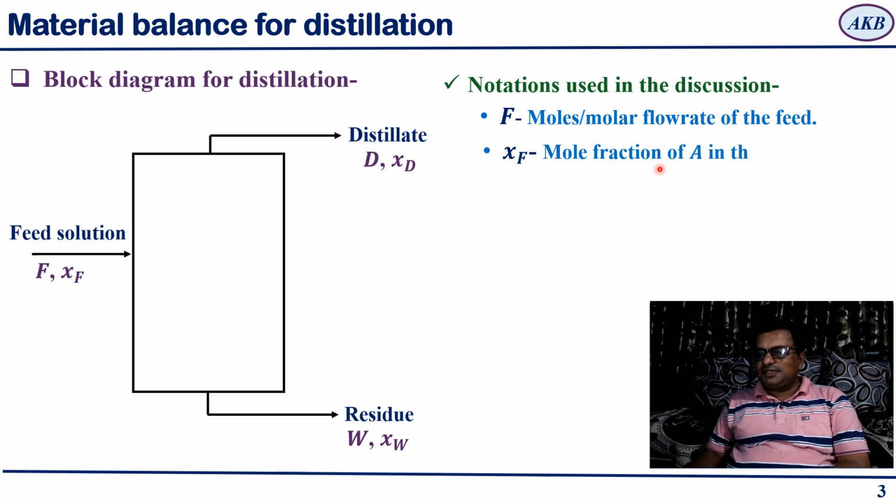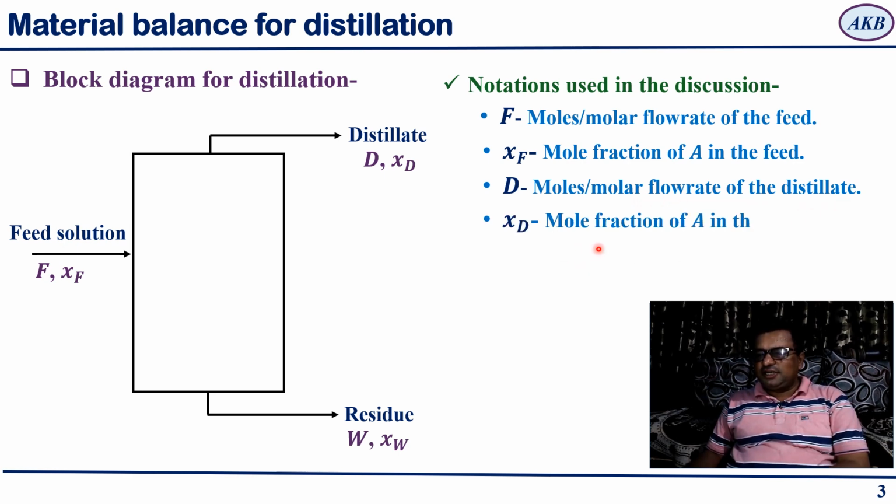XF represents the mole fraction of A in the feed, that is, the mole fraction of the more volatile component in the feed. XF represents the mole fraction of the more volatile component in the feed, and in this case the more volatile component is A. Then D represents the moles or molar flow rate of the distillate.